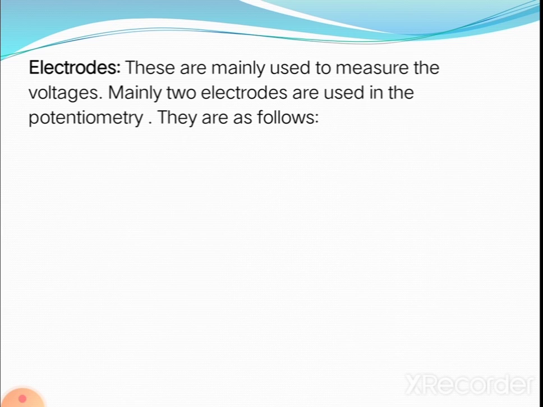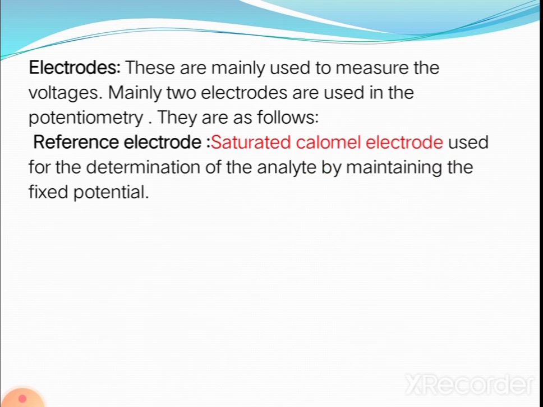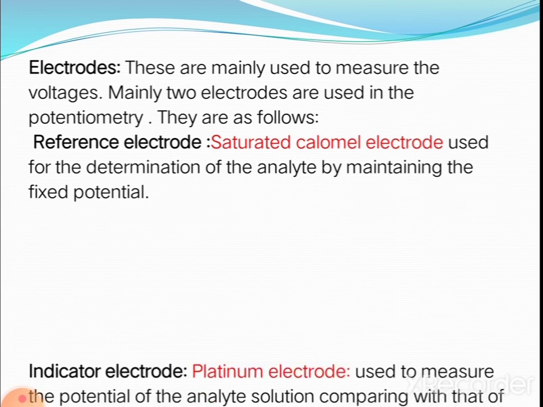Now whenever you need to perform the potentiometric method, you are using electrodes. You already know what electrodes are. The electrodes are used to measure the EMF or voltage. There are two types of electrodes used in the potentiometric method. The first one is the reference electrode, the saturated calomel electrode, which we use for the determination of the analytical solution by maintaining a constant potential during the course of the reaction.